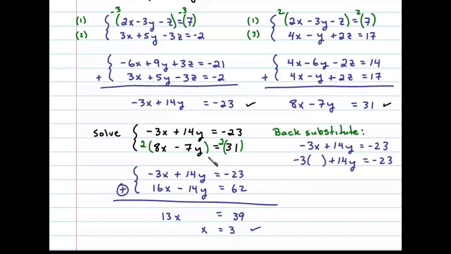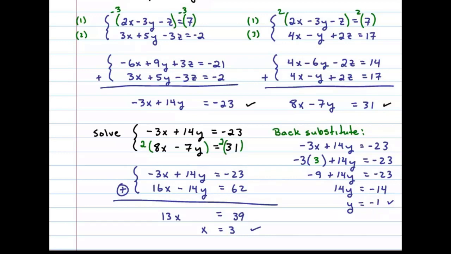Here we'll substitute x into this first equation of this system here. Substituting x is equal to 3, we have negative 9 plus 14y equals negative 23. Adding 9 to both sides, we have 14y equals negative 14. And then dividing by 14, y equals negative 1. So we have x, now we have y.